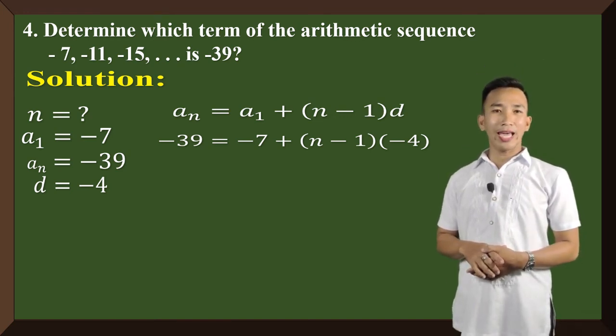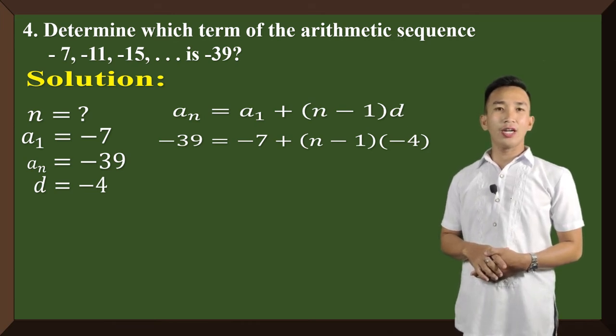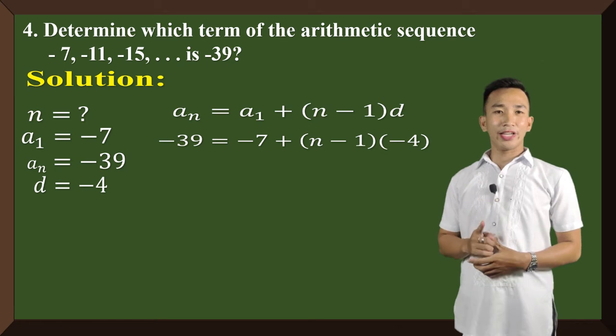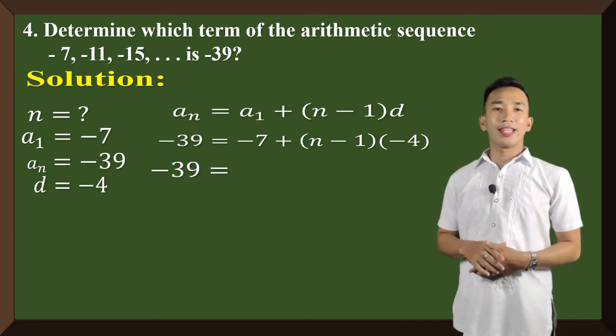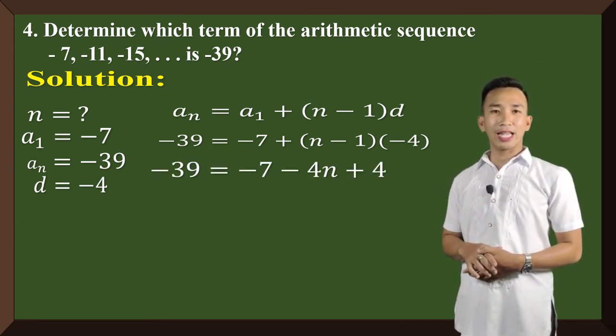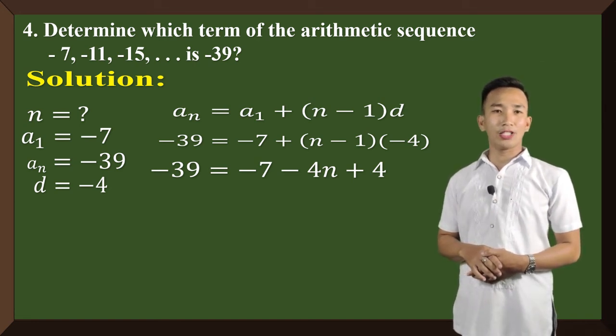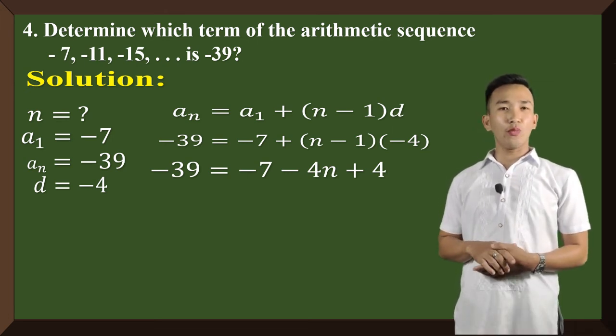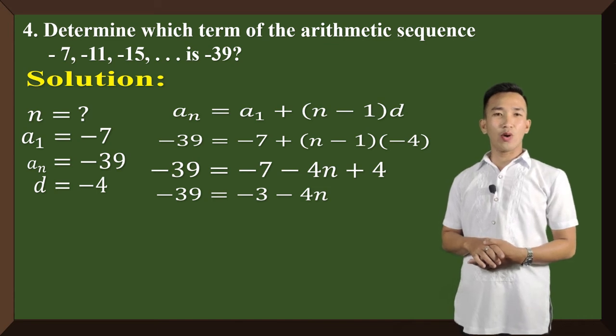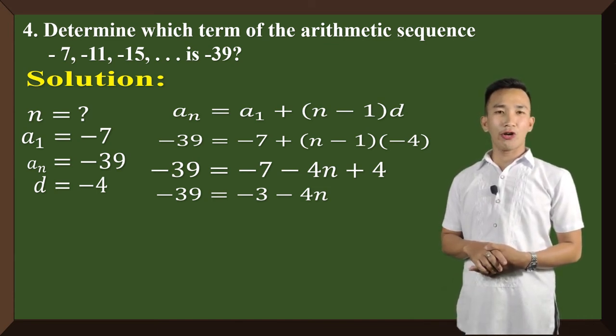Simplify the quantity of n minus 1 times negative 4 by applying distributive property. Bring down negative 39 equals negative 7 plus n times negative 4 is negative 4n, and negative 1 times negative 4 is positive 4. Negative 39 equals negative 7 minus 4n plus 4. Next, simplify the expression on the right side. The equation will become negative 39 equals negative 3 minus 4n.